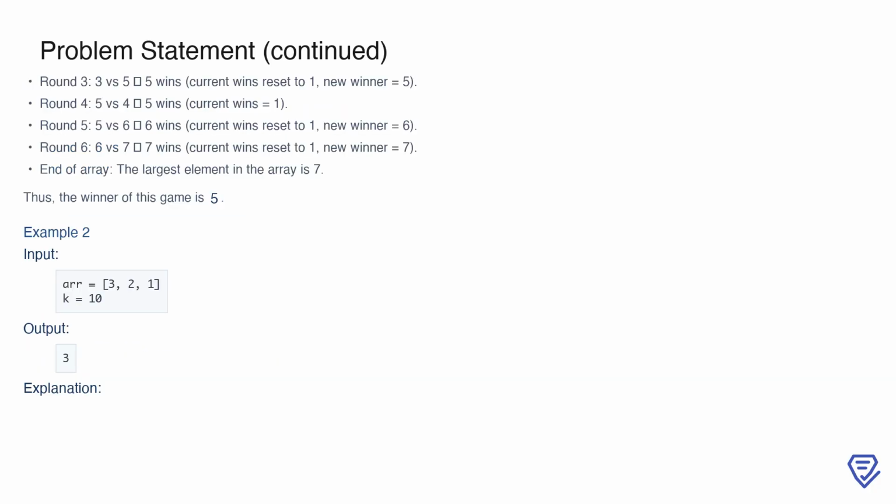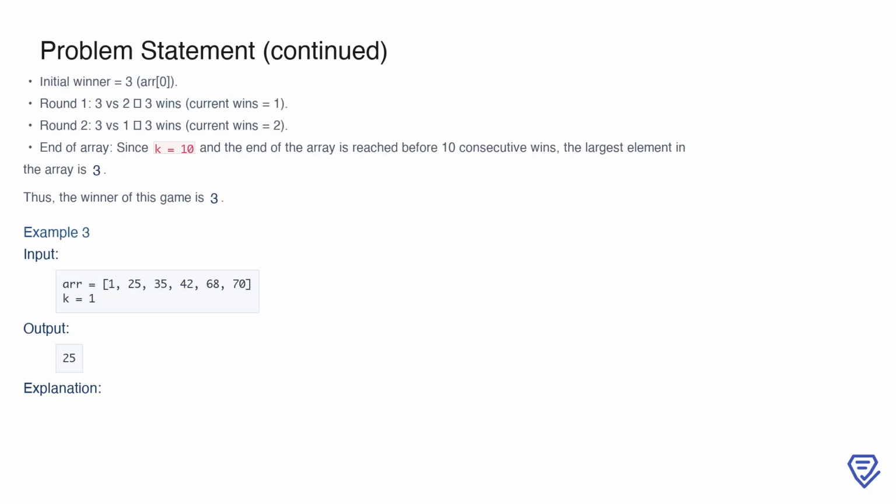Continuing with the first example, after 3 becomes the new winner in round 2, it competes against 5 in round 3. Since 5 is larger, it becomes the new winner with its consecutive win count reset to 1. Next, 5 competes against 4 in round 4 and wins, achieving 1 consecutive win. In round 5, 5 competes against 6, and 6 wins, resetting the count again. Similarly, in round 6, 6 loses to 7, making 7 the new winner. As the array traversal ends, the largest element, 7, would have been the winner if no player achieved k consecutive wins. However, the game ends earlier with 5 as the winner because it achieved 2 consecutive wins during the process.